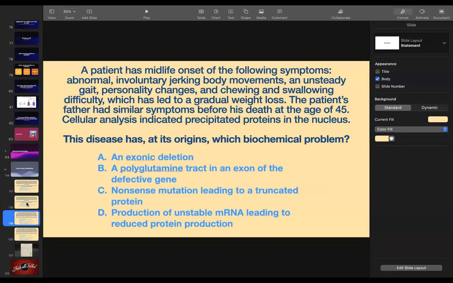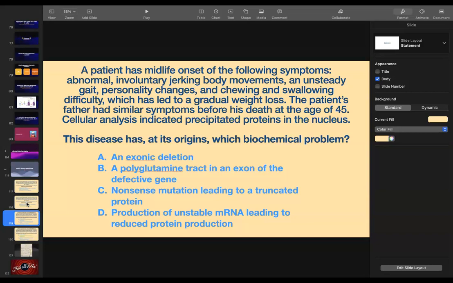You have a patient who has a midlife onset of the following symptoms: abnormal, involuntary, jerky body movements, an unsteady gait, personality changes, and chewing and swallowing difficulty, which has led to gradual weight loss. The patient's father had similar symptoms before his death at the age of 45. Cellular analysis indicated precipitated proteins in the nucleus. The disease has its origin in which of the following biochemical problems?